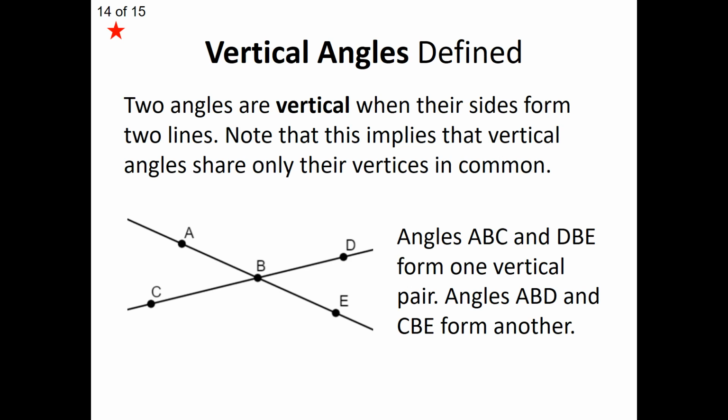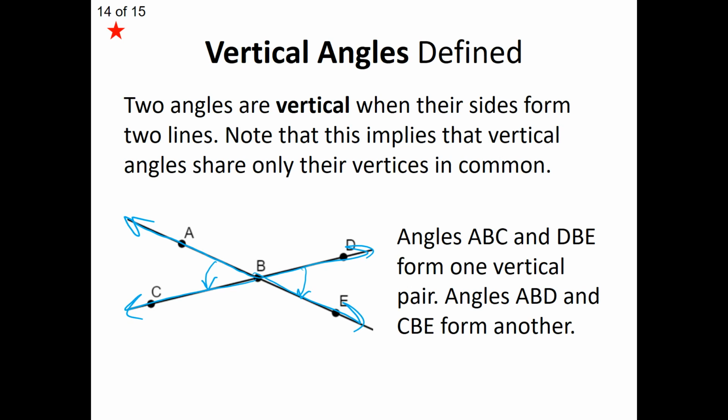So down below we have an example of a pair of vertical angles. I have angle ABC and angle DBE. Both of those are a pair of vertical angles. Why? Because look at the sides of the ray AB. Here's one side, here's the other side of this angle. And if I were to highlight the sides of my second angle, DBE, notice that those two form two lines. So whenever I see two lines crossing, I know for certain that there are vertical angles formed there.